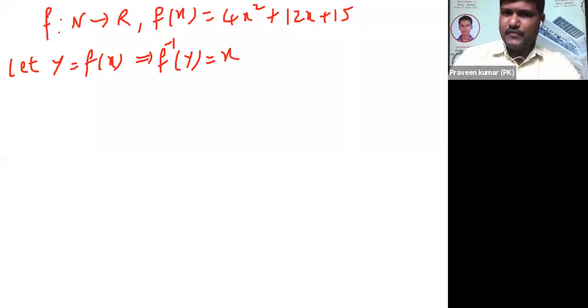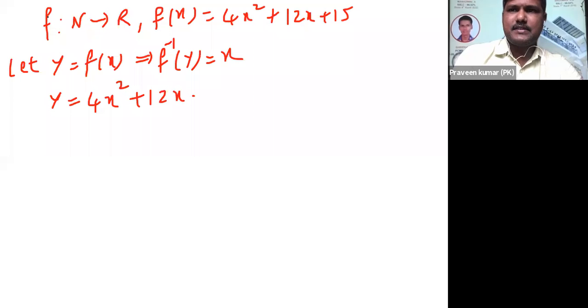We can use three boards for this question. On the first board I will explain only f inverse of y, on the second board g circle f, and on the third board f circle g. Okay. Y is equal to f of x, what is the value? 4x square plus 12x plus 15.